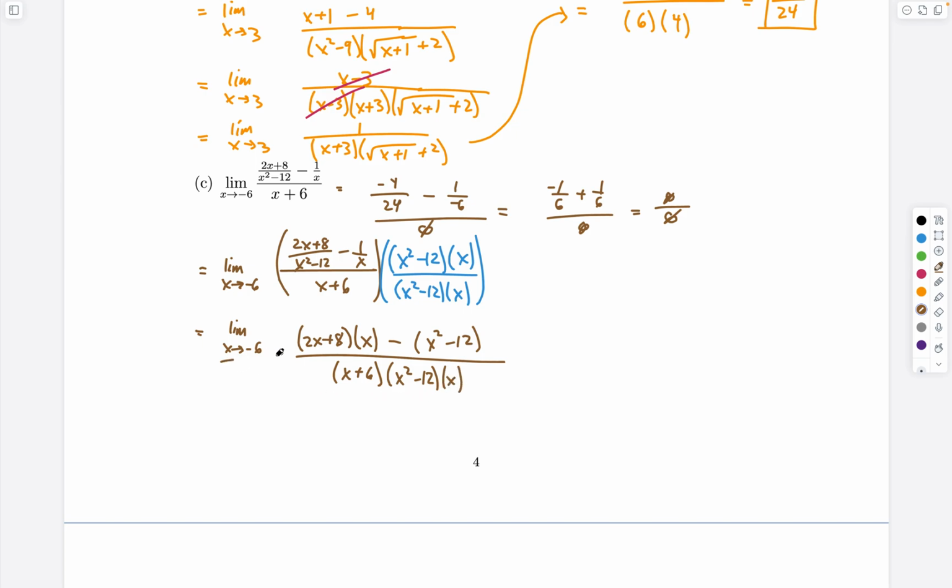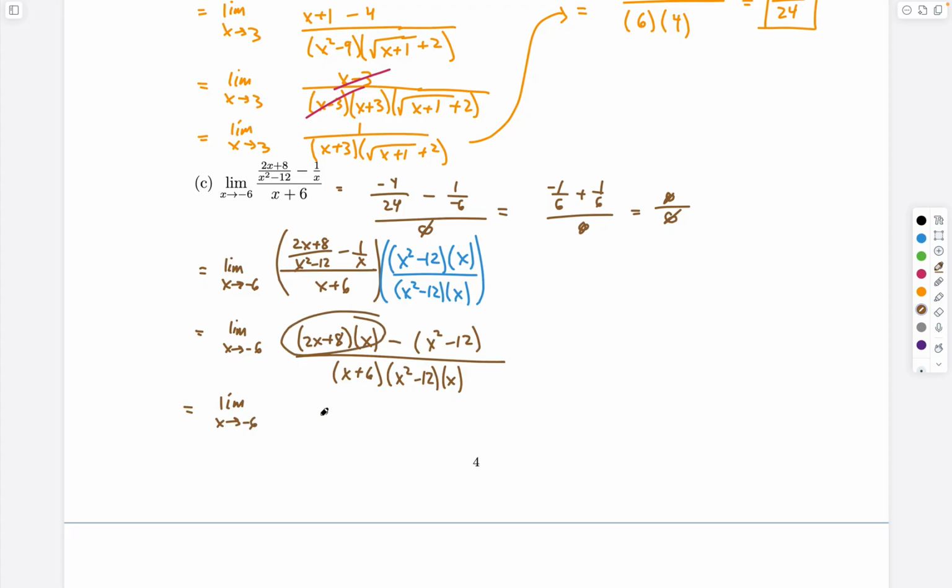We're hoping that, like we've seen in the past, an x plus 6 factor will cancel, right? So we already have an x plus 6 here. Maybe we can get an x plus 6 factor up there to cancel as well, okay? So let's do another simplification with that numerator.